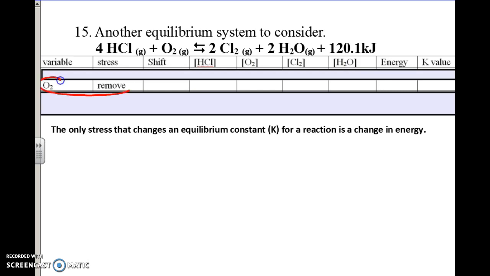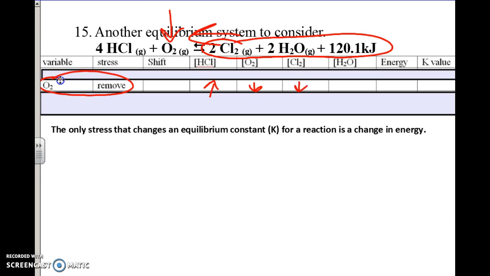So in this problem, we are removing oxygen. Oxygen is being removed. So this amount of oxygen is going to go down. Whatever you remove, you can't replace 100%. If that oxygen is going to go down, the reaction is going to shift to try to make more oxygen. So it's going to shift this direction. If it shifts to the left, hydrochloric acid amounts will go up. It's these things that have to come together to make more of that oxygen.